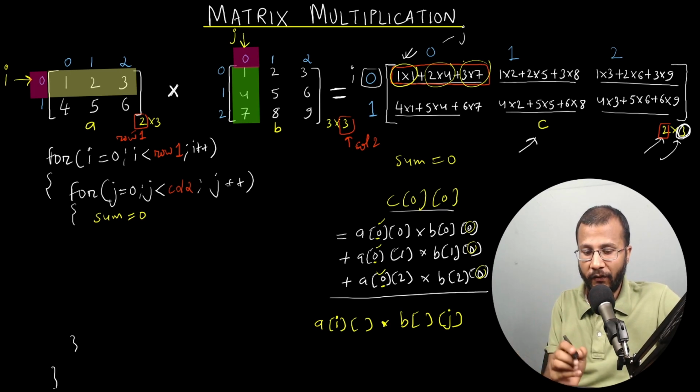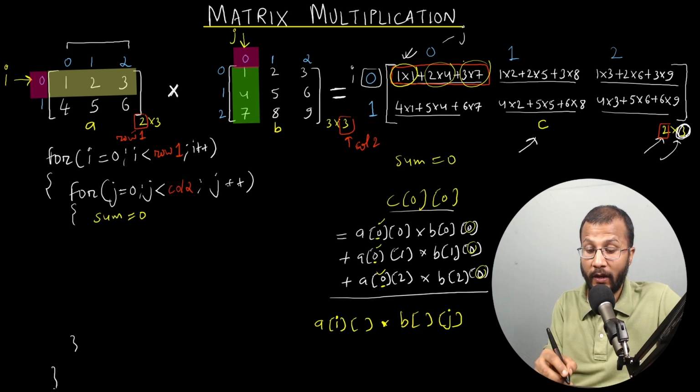Now if you see in the fixed row of the matrix A, so here I equals 0, the first row is fixed. There are 3 elements, right? 1, 2, and 3. So I need to have one more loop, let's say K loop, to catch hold of all these 3 elements one by one.